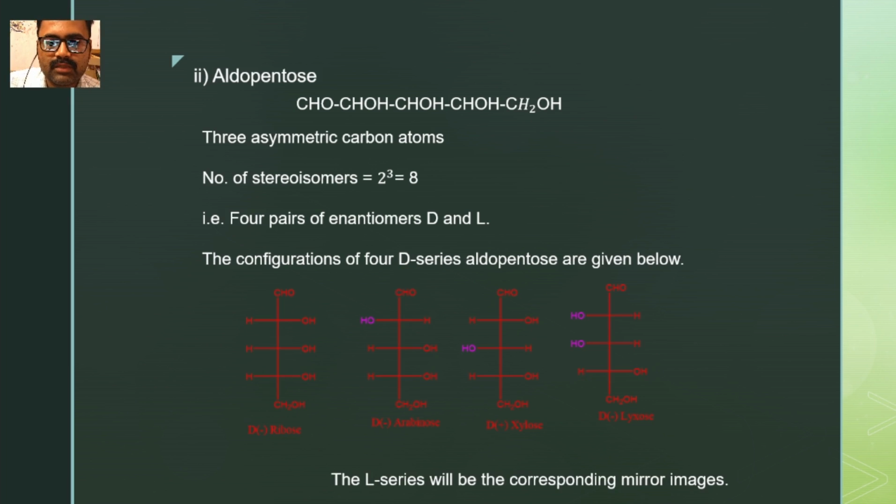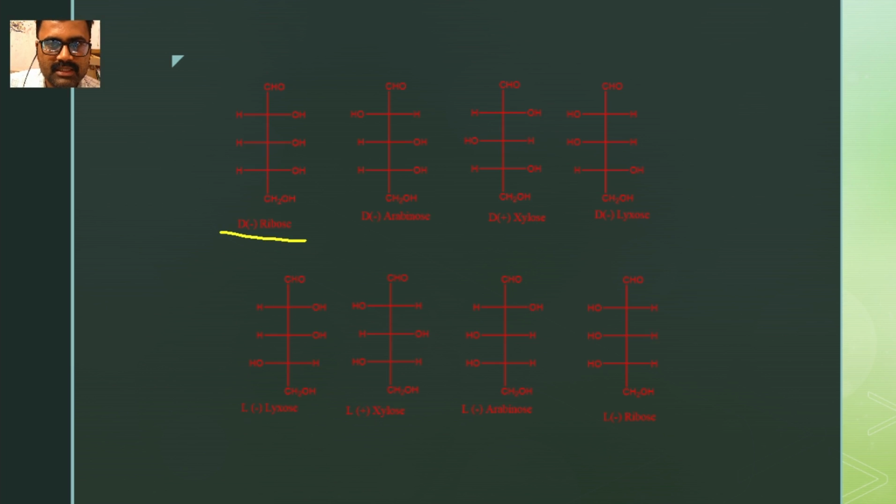The L series will be the corresponding mirror image of this compound. So these are the 4 D isomers, and the remaining 4 are the L isomers. If you take the mirror image of these D isomers, we get the L isomers. For example, this is the structure of the D series, and if you take the mirror image of the first, okay, this mirror image is similar to this compound.